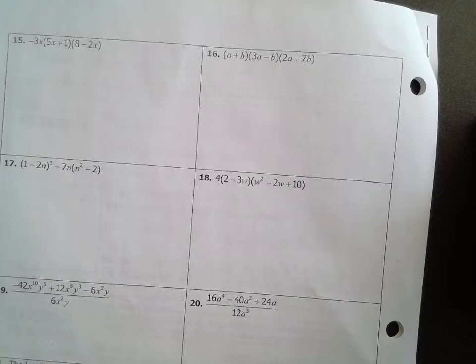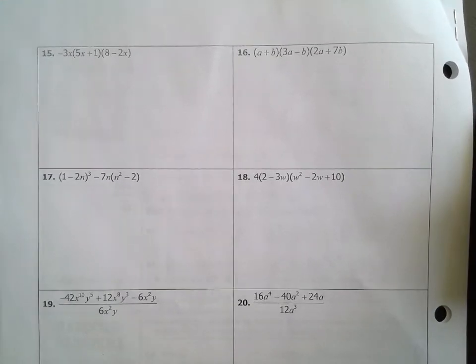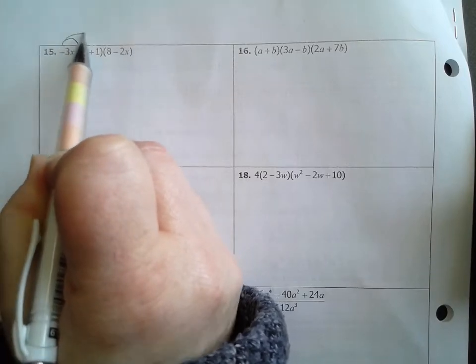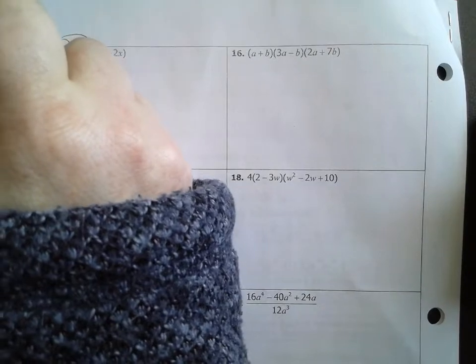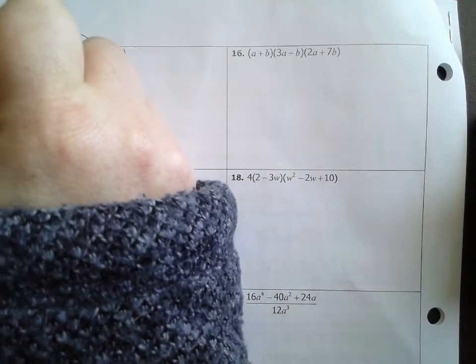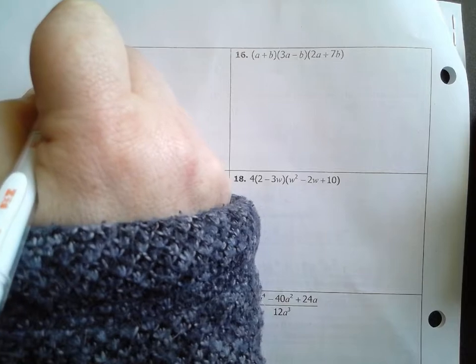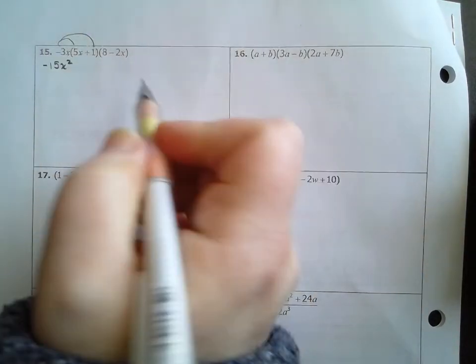Now, the commutative property of multiplication says that we can change the order of how we multiply things, and it's not going to change the result, which is totally fine. So I'm going to just go from left to right here. So the first thing I'm going to do is multiply this negative 3x by these two things here. So this is going to be negative 15x squared. Please remember to add these. Remember that becomes an x squared, not an x. And then minus 3x.